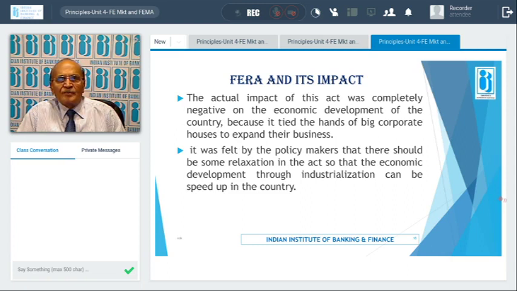Since it was a criminal law, it had a completely negative impact on the economic development of the country. It tied the hands of the big corporate houses to expand their business. The policymakers felt that some relaxation is required if the country needs economic development, more particularly through industrialization, so that the economy can develop speedily.